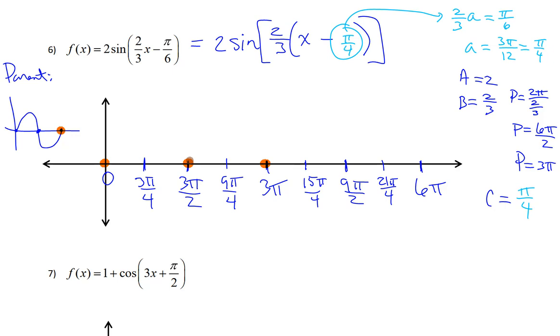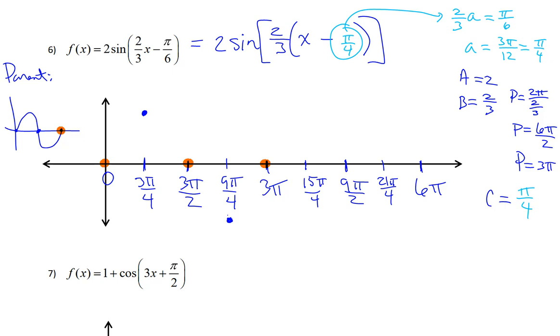Now, what's going on otherwise? Well, in this case, there's no vertical reflection because the a value is positive, positive 2. So we would expect it to go up and then down and then back up, just like the normal parent function shape. There's no flipping here. So that's good news. That means there's going to be a max in between the first 2 x-intercepts and a min in between the second 2.